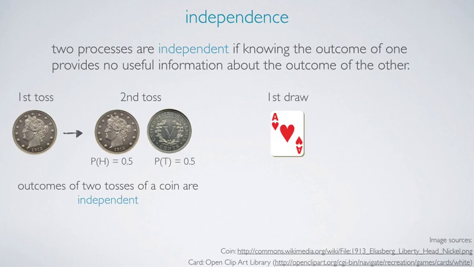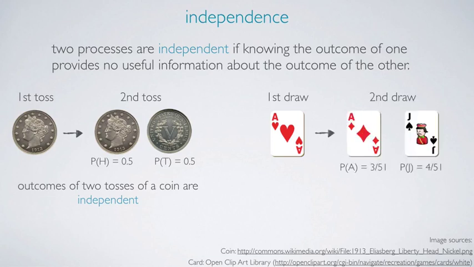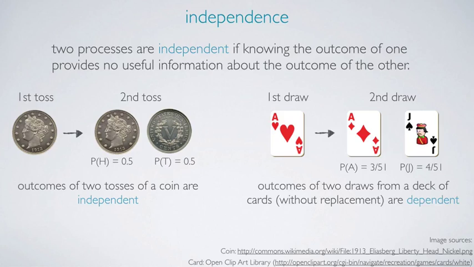On the other hand, knowing that the first card drawn from a deck is an ace does provide useful information for calculating the probabilities of outcomes in the second draw. This is if we're drawing the cards without replacement, in other words, not putting the cards back into the deck after we draw them. For example, the probability of drawing yet another ace is going to be 3 over 51. We have 51 cards left in the deck and only 3 of them are aces, while the probability of drawing a jack is going to be 4 over 51 since we still have 4 jacks left in the deck. Therefore, outcomes of two draws from a deck of cards without replacement are dependent.